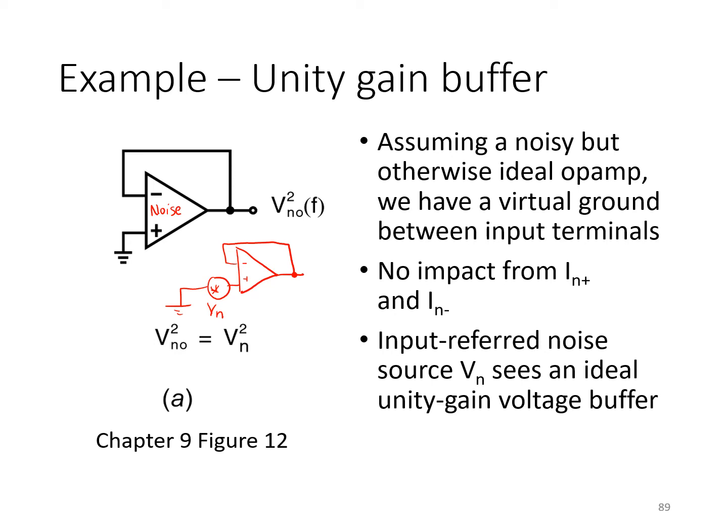Now, since the positive terminal of the op-amp is connected directly to ground, we can assume that ground is a very small source impedance, and therefore we only need to include the input referred noise model for the op-amp. Since it's a unity gain buffer, we see right away that the output noise is simply equal to the input referred noise of this stage.